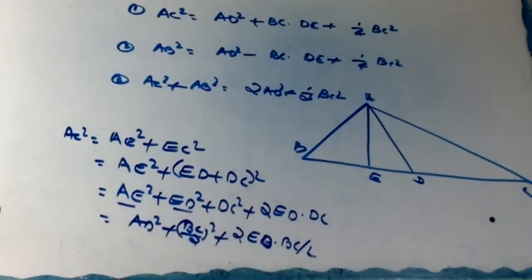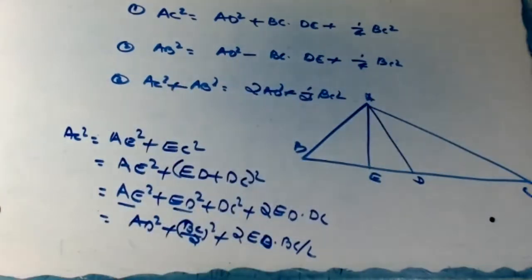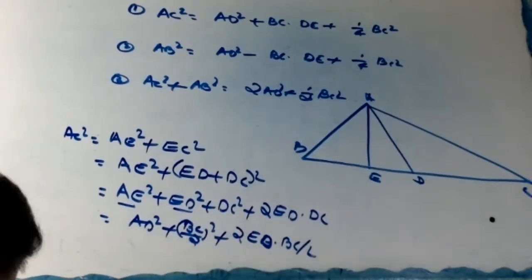Okay, we got the second part. AB square equals AE square plus BE square. BE, we can write BD minus ED whole square. Open the bracket, you'll get this one. Then adding 1 and 2, we get the third one. Okay, finalize it first.